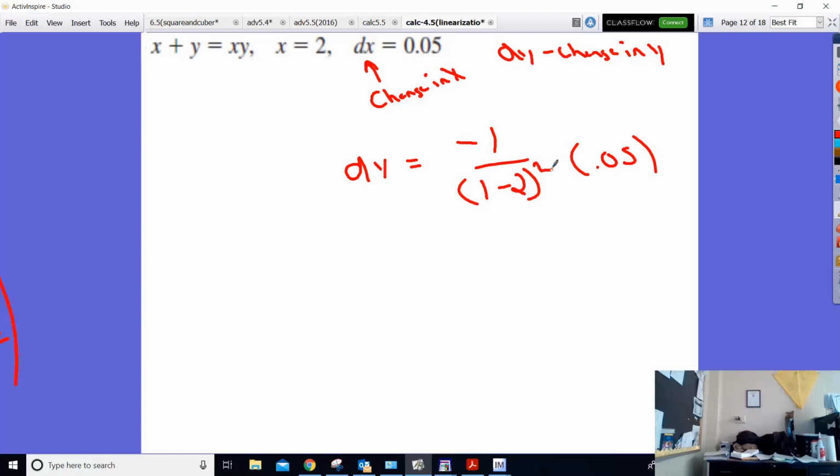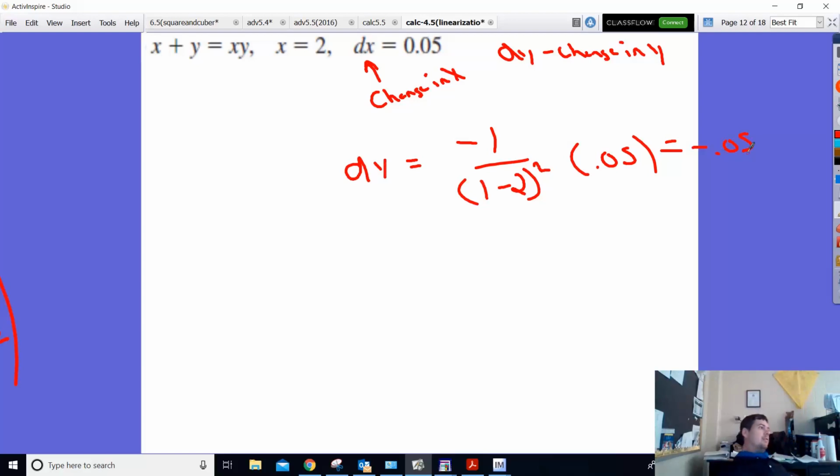This is what I'm saying, it's the same thing. There's no difference between 1 minus x and x minus 1 squared. As I was saying, it doesn't matter. You see that doesn't matter? You get the same thing out of the way. Both generate the positive 1. You have -1 over 1, which is -1 times 0.05, -0.05. So if x increases by 500ths, we estimate that y decreases by 500ths.